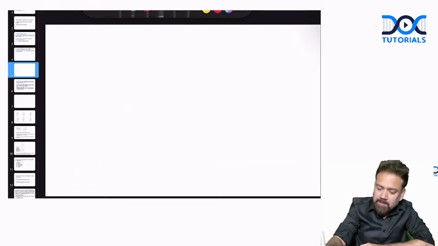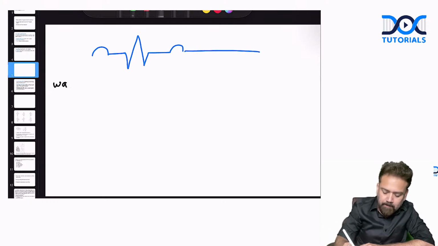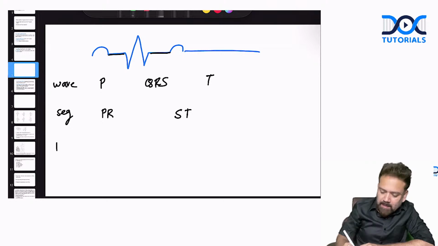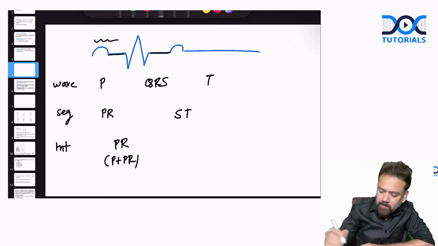Okay, let me see how many understand this. This is P wave, QRS wave, and T wave. Now, about the segment: PR segment is this segment, ST segment is this segment. Now, when they ask you about interval, PR interval is P wave plus PR segment, from here to here, and this is QT interval. So PR interval and QT interval.